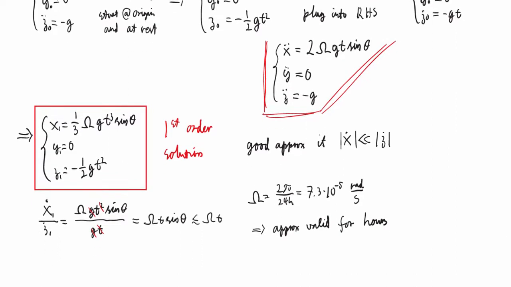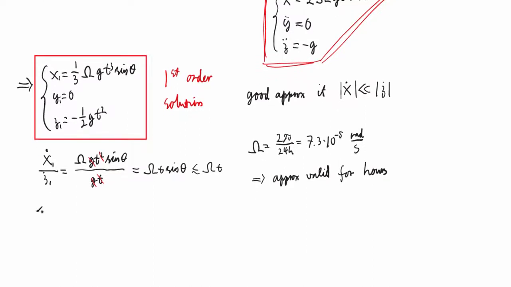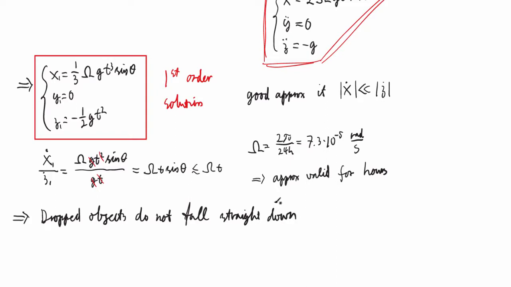So what does this show then? Well, it shows that dropped objects do not fall straight down. There's some deviation.